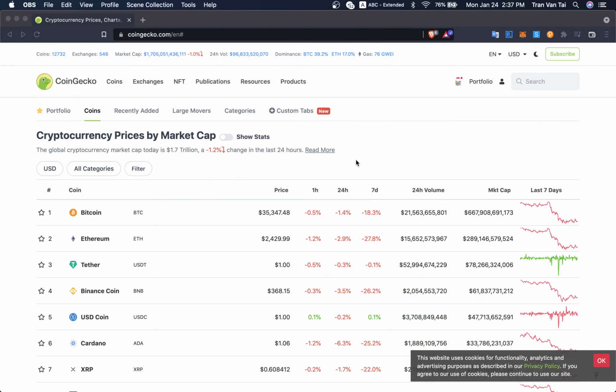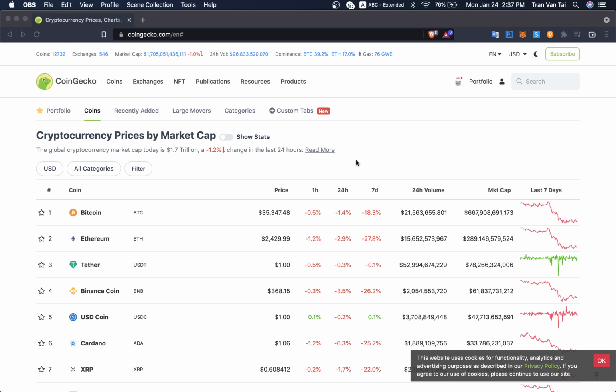Hi everyone, today I will introduce how to use CoinMarketCap, and maybe I will also go over some differences between CoinMarketCap and CoinGecko.